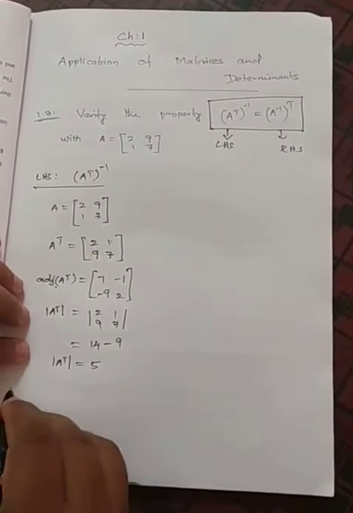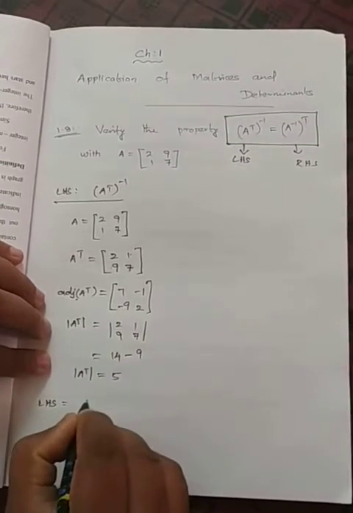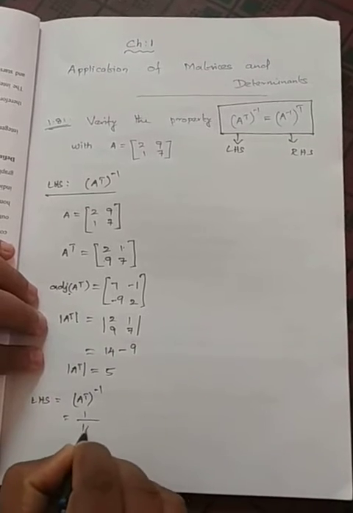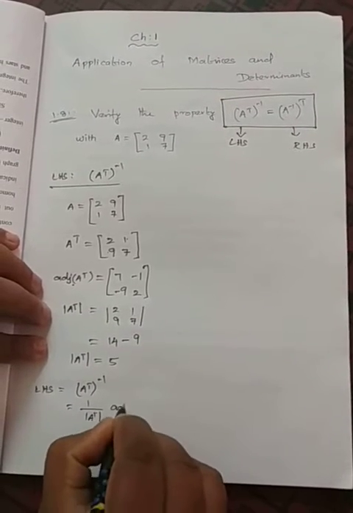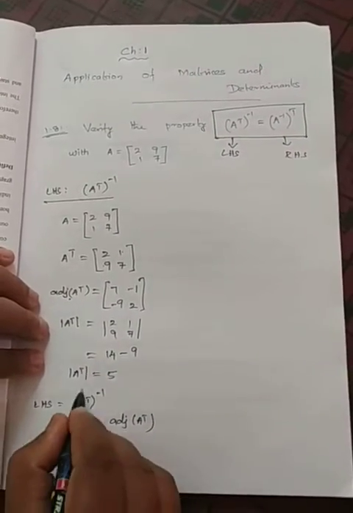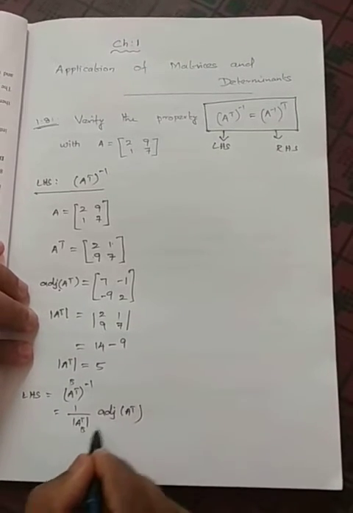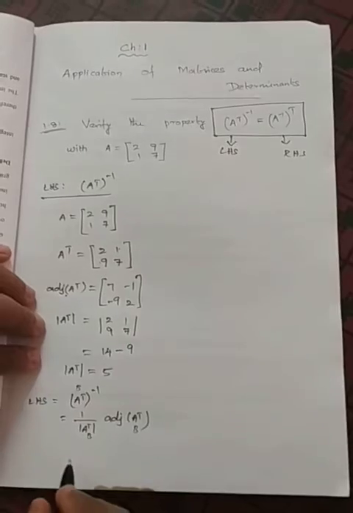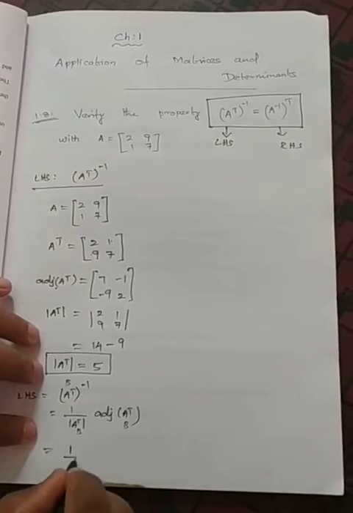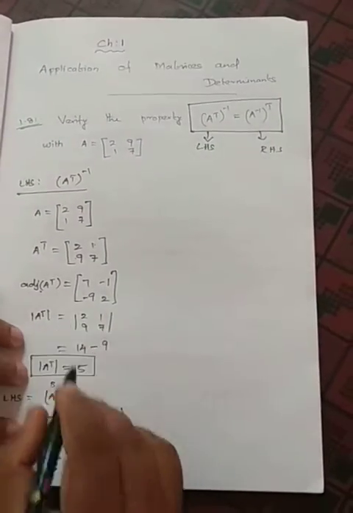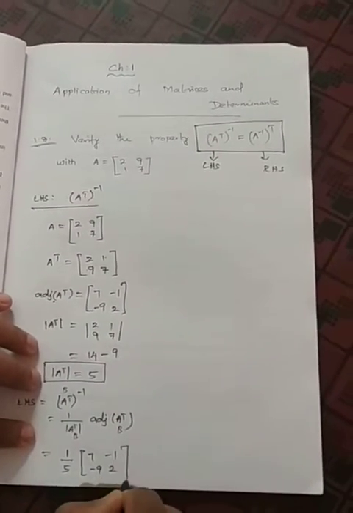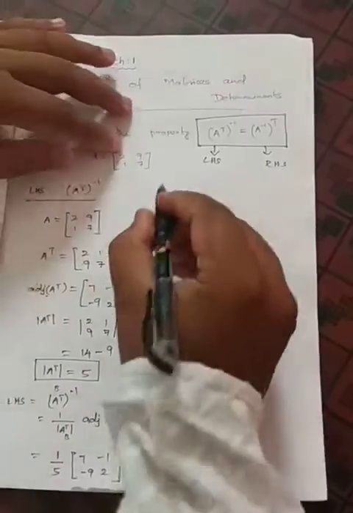According to our LHS, what do we need to get? A transpose inverse. For A transpose we need to find the inverse. What's the formula? 1 by determinant of A transpose times adjoint of A transpose. You may wonder what the formula is now. Consider A transpose as B. So this is B now, and the formula is 1 by determinant of B times adjoint of B. That you will easily get. Here the determinant is 5, so we get 1 by 5. And the adjoint is this: 7, -1, -9, 2. This is our first value, we can say LHS.